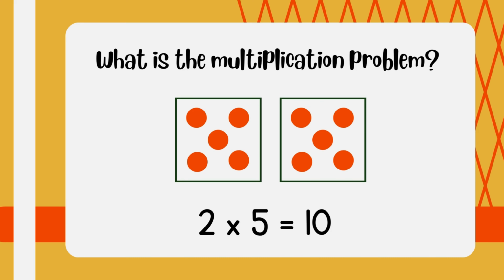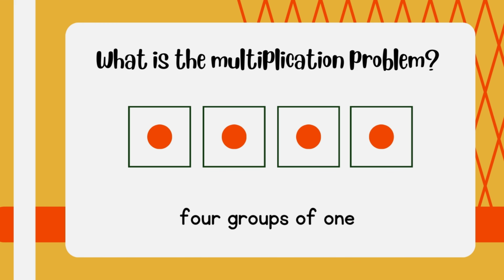Let's move on to the next problem. 4 groups of 1. You can see there are 4 boxes, and you can also see there's 1 dot in each box. So 4 boxes, or 4 groups of 1. It's the same thing as 4 groups by 1. So if you wanted to solve this, it would be 4 times 1 equals 4. And how do we know it's 4? Because there are 4 boxes, and there's 1 dot in each box. So if we count, 1, 2, 3, 4. 4 times 1 is equivalent to 4.